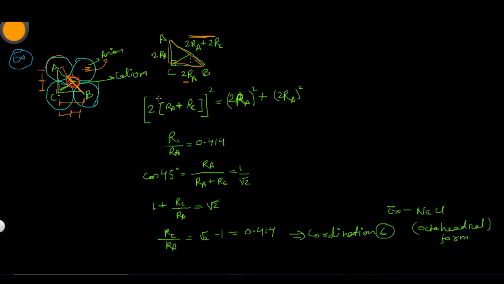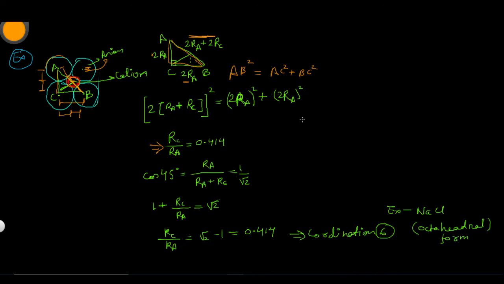Okay. Now apply Pythagoras theorem. So (2RA + 2RC) whole square is equal to (2RA) square plus (2RA) square. I applied Pythagoras theorem, that is AB square is equal to AC square plus BC square. So after application I got radius of cation by radius of anion this much.